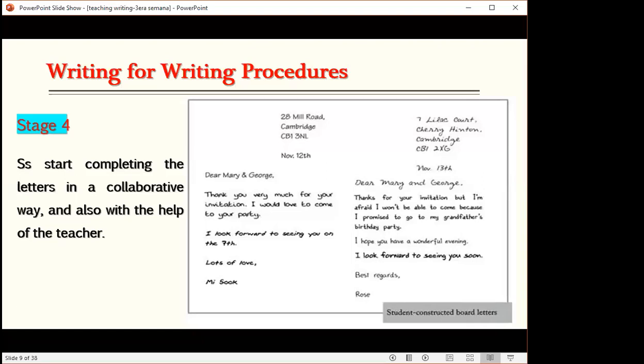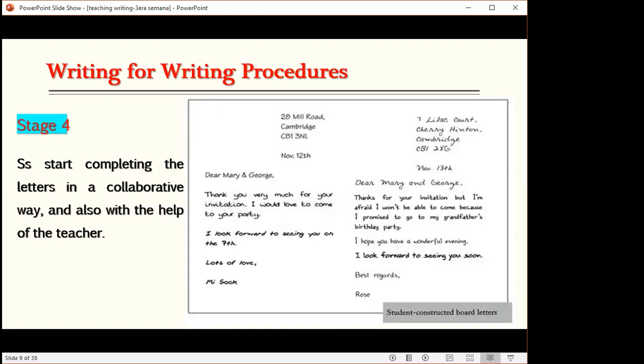So all of them give ideas. Okay, we are going to start with this expression. First, we need to say thank you. So they say, okay, teacher, thank you very much, or thanks for your invitation. Notice that they are using different phrases. It's not the same phrase at the beginning, right? Then now you're going to accept. I would love to come to your party. Now you have to refuse. Oh, teacher, but I'm afraid, no, I'm sorry, I can't.